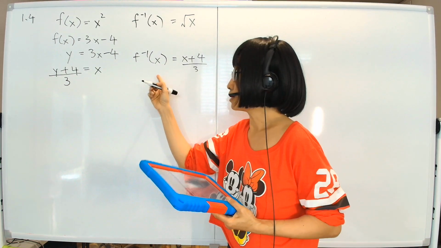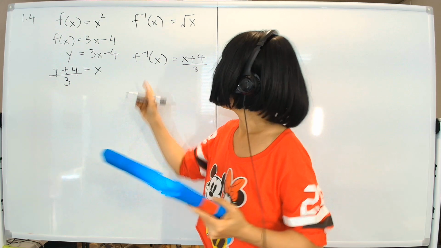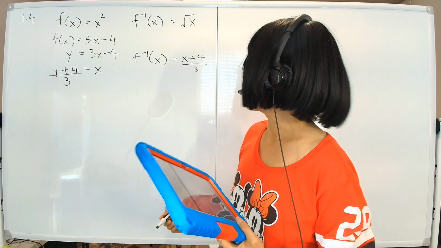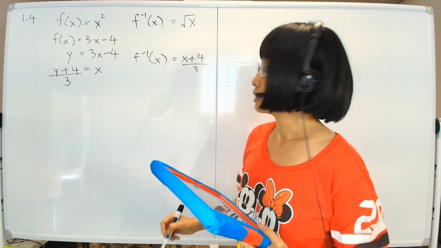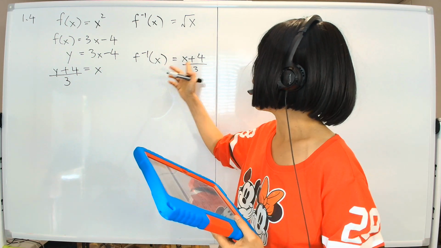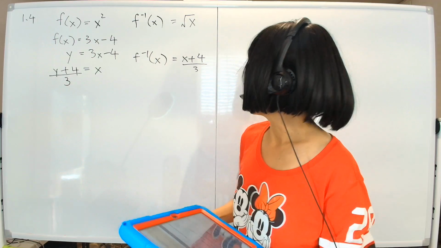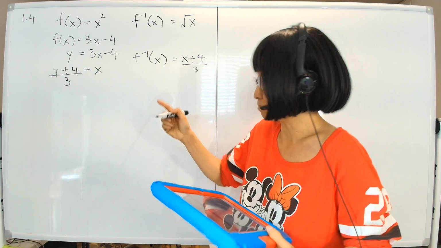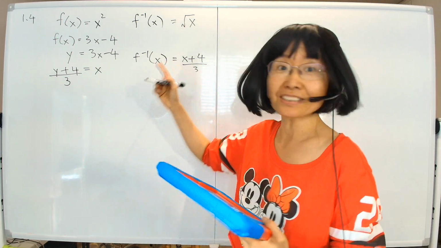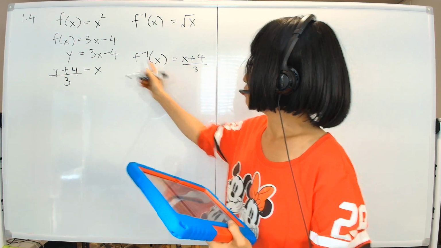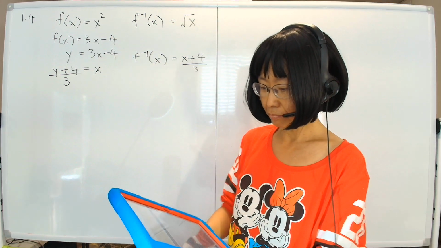Now we change the variable back into x, but it doesn't really matter what variable you use. In a function, that's just a placeholder. You can call it anything, just like calling your son George or Peter. Doesn't matter. It's still the same son. So that would be the inverse function of that thing.